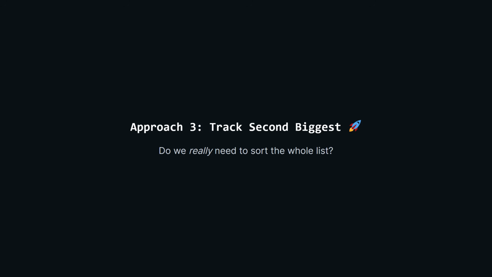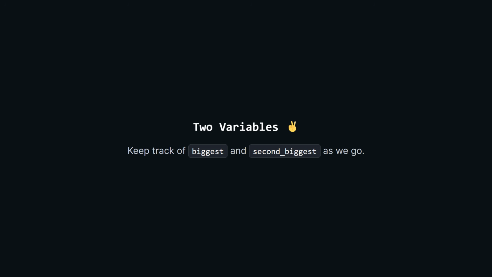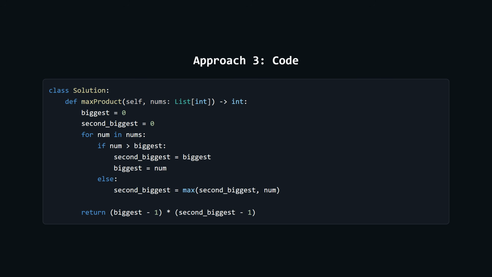But wait, do we really need to do all the work of sorting the entire list just to find two numbers? Not at all. We can actually find the largest and second largest numbers by just walking through the list one single time. As we read through the numbers, we just keep two variables updated, one for the very biggest number we've seen so far, and another for the runner-up. Here is the code for that one-pass method.